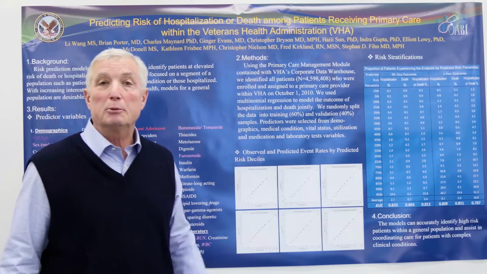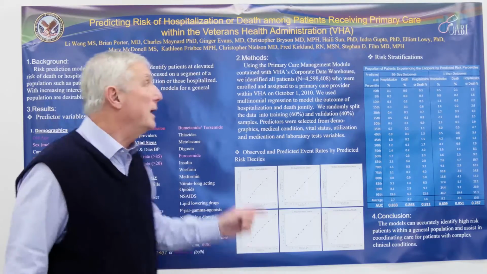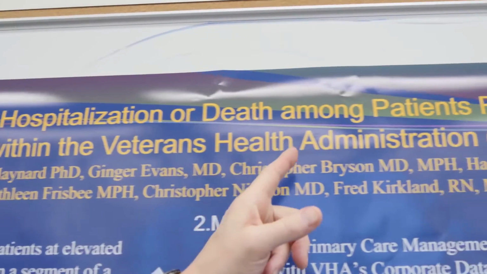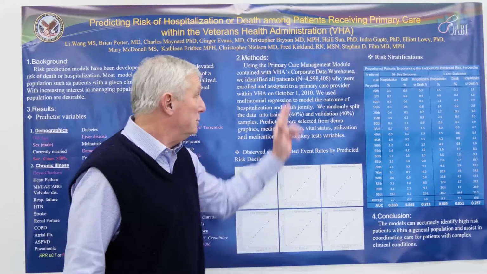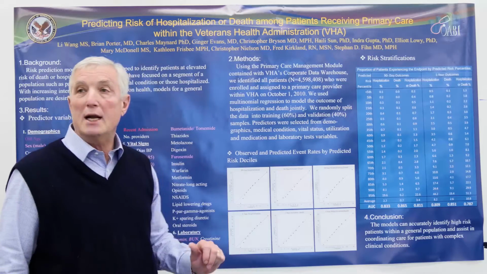Now, this poster presents some fairly complicated data in an easily digestible format. You can tell quickly from the title that it's about predicting risk of hospitalization or death. You can quickly see it's a very large number of patients, almost 5 million. And from the conclusions, you can see that the models are quite accurate.